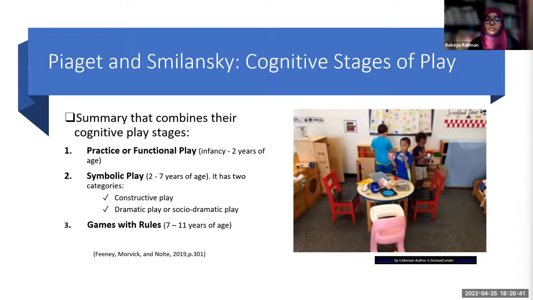Basically, a little bit older children, school-age children, 7 to 11 years of age. So what happens at that age, they come up with their own game. It could be a board game, it could be a dramatic play, a more complex and extended play. So they come up with their own games, own rules, and also own expectations. So these are some of the cognitive stages of dramatic play according to Piaget and Smilansky.